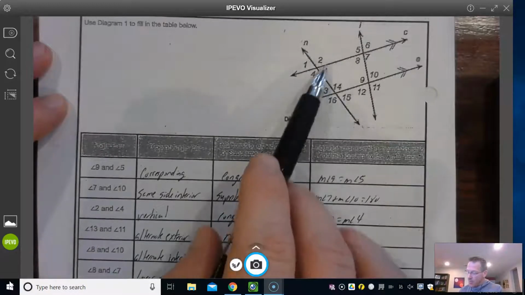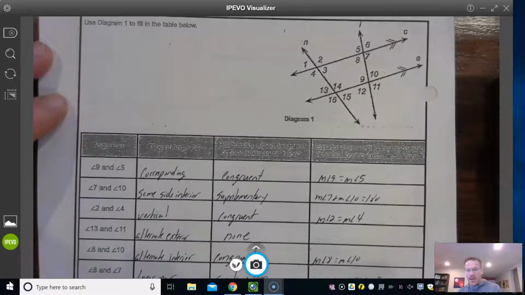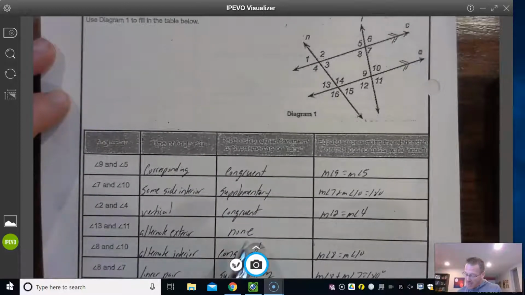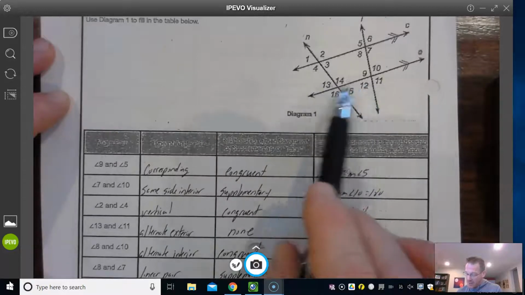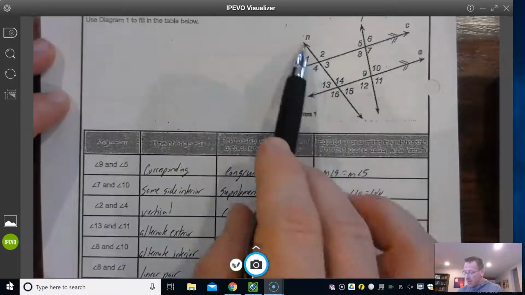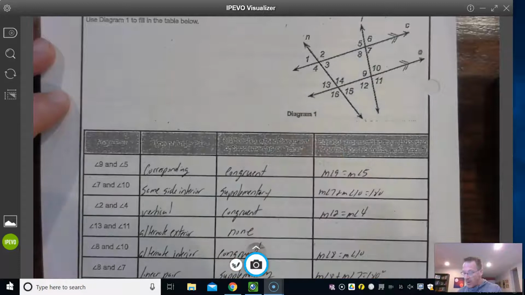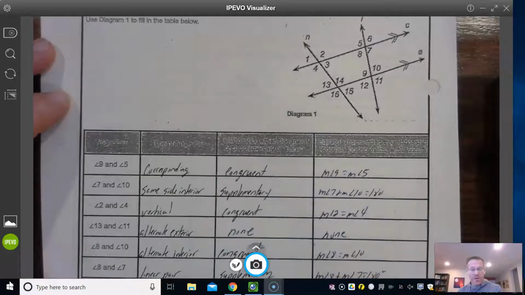2 and 4, a little review there, are vertical angles. We know all vertical angles are congruent, so the measure of angle 2 would equal the measure of angle 4. Now, notice on 13 and 11, we can identify them as alternate exterior angles, but they are not on parallel lines. Our transversal is E here, and we don't know that N and J up here are parallel. So we can identify them, but we can't come up with a particular relationship for those.